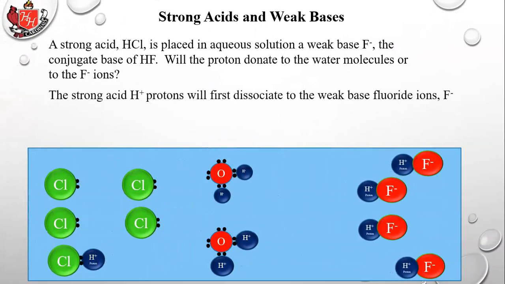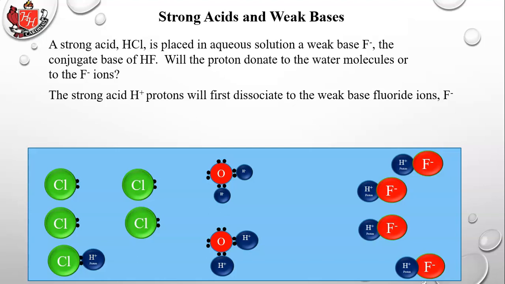So the strong acid, H plus protons, will first dissociate to the weak base fluoride ions, F minus. Okay. So you had 4 strong acid molecules and 4 fluoride ions, and the fluoride ions neutralized the HCl. So what you really did there, if you think about it, is you took 4 strong acid molecules and traded them in for 4 weak acid molecules. Now the strong acids will really turn the solution acidic because they will dissociate to water molecules 100% of the time. But the weak acid molecules, the hydrofluoric acid that you now have over there on the right, will only occasionally dissociate to a water molecule.